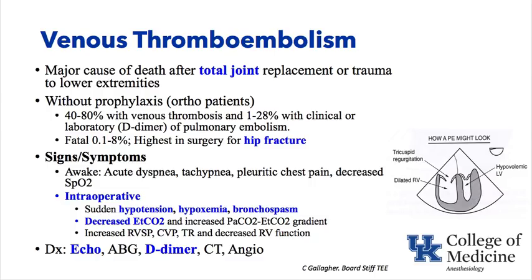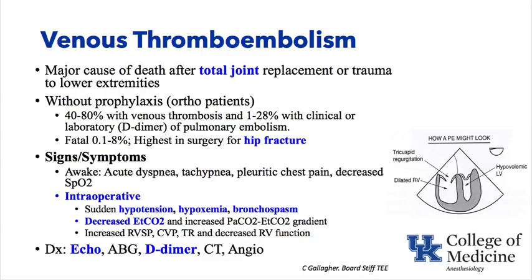There is an increased PaCO2 to end tidal CO2 gradient such that if you draw a blood gas, your arterial CO2 is high at the time that your end tidal CO2 is very low, from the dead space ventilation occurring from that thrombus blocking blood flow to alveolar capillary units. The right ventricular systolic pressure can go up because blood flow is blocked leaving the right ventricle. CVP can rise, tricuspid regurgitation can occur, and RV function decreased.